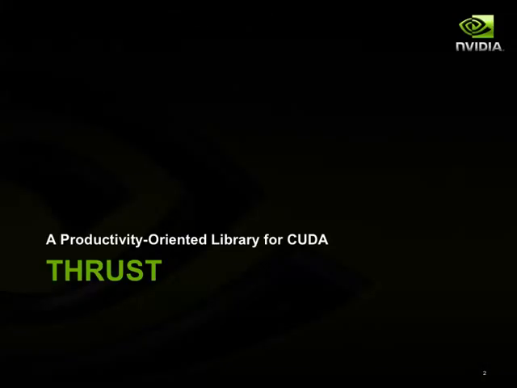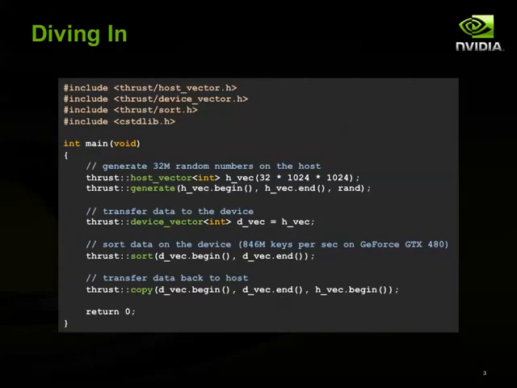Okay, so Thrust is a productivity-oriented library for CUDA. And what that means is that we are trying to make it possible to use CUDA with the least effort possible. So as little effort as possible getting to a satisfactory implementation of your application.